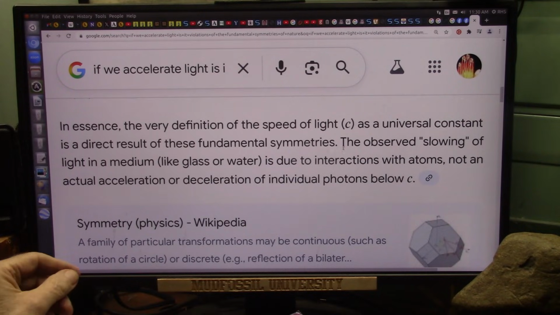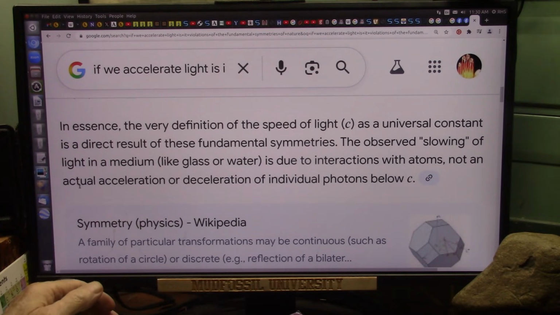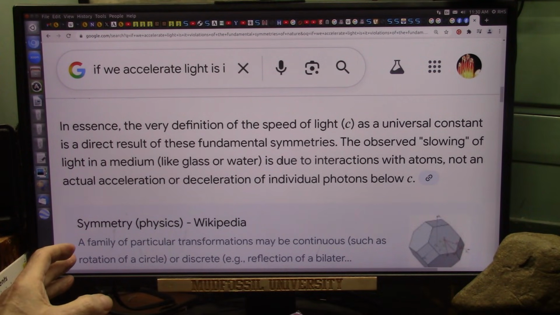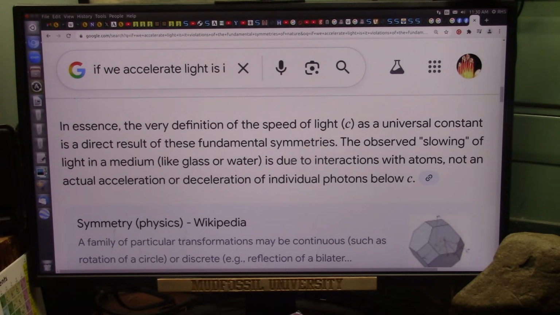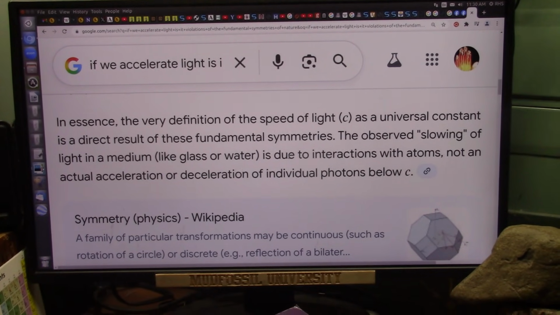The observed slowing of light in a medium like glass or water is due to interactions with atoms, obviously, not an actual acceleration or deceleration of individual photons. No, it's obviously deceleration. It's hitting them and slowing down. It's unbelievable they don't understand this.